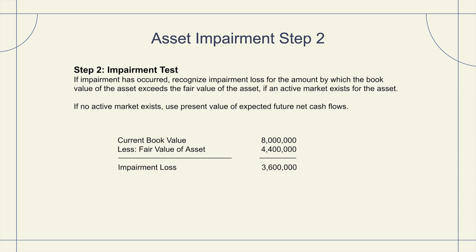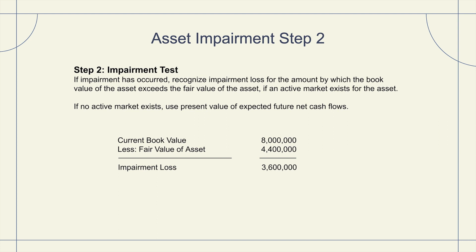Step 2, however, is the impairment test. If the impairment has occurred, we recognize an impairment loss for the amount by which the book value of the asset exceeds the fair value of the asset. This is assuming that an active market exists for the asset. If there is no active market, then we use the present value of the expected future cash flows.